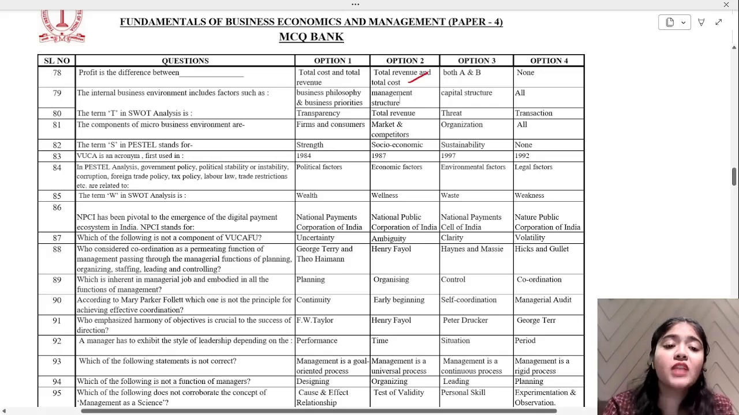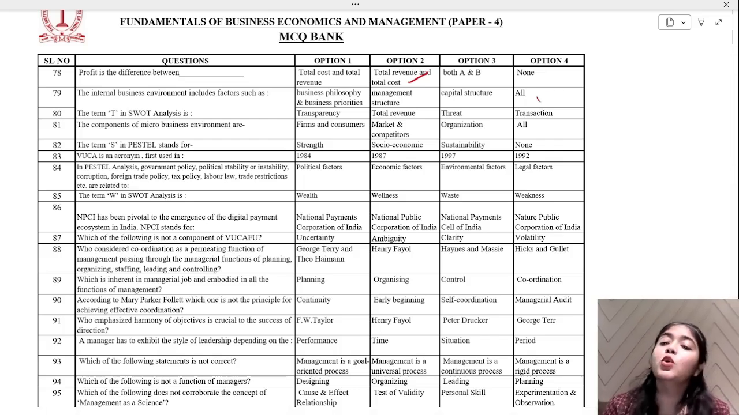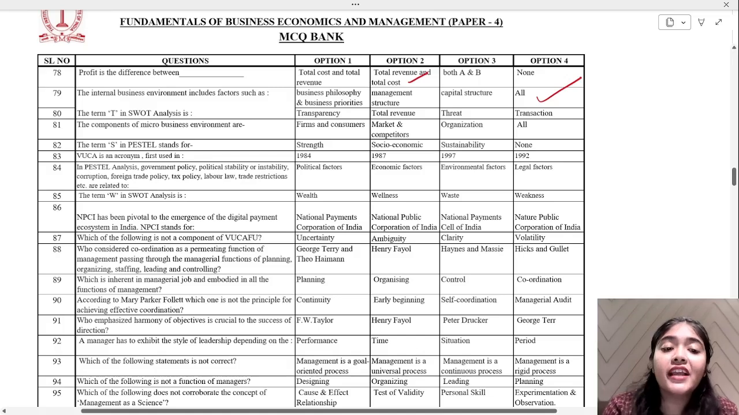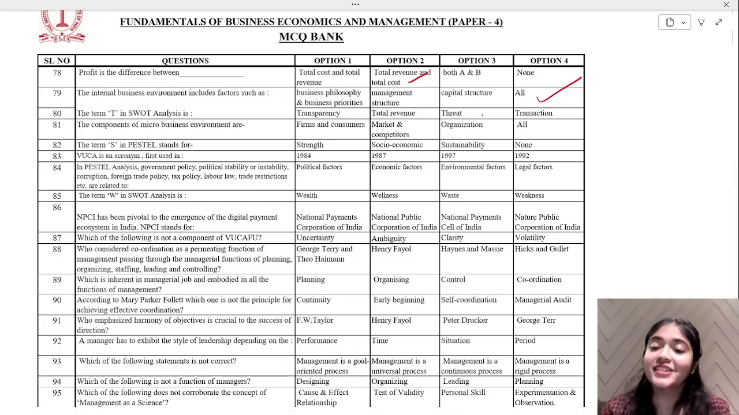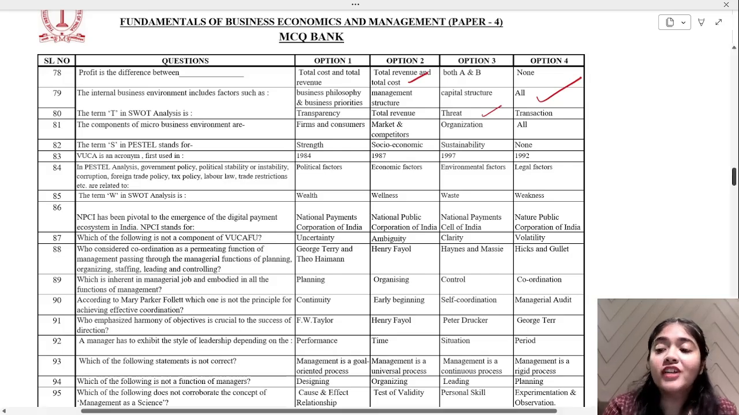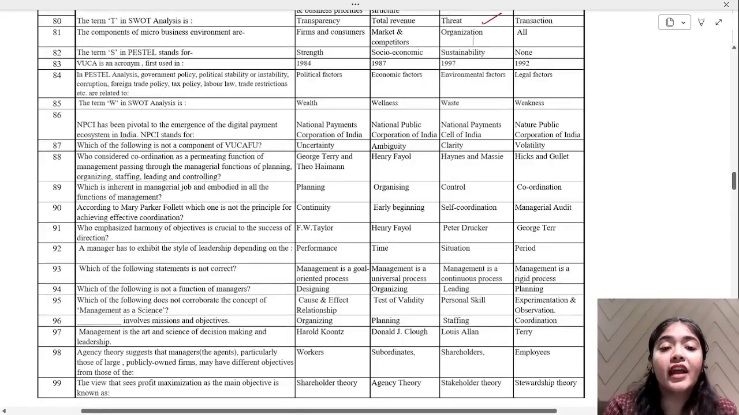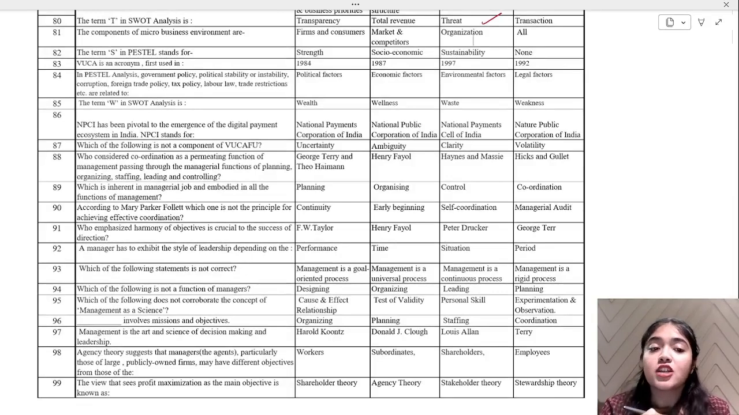The internal business environment includes factors such as business philosophy and business priorities, management structure, capital structure, or all. It will include all of these. The term T in SWOT analysis stands for, you know it, comment down in the comment section. Transparency, total revenue, threat, or transaction. Correct? Threat.